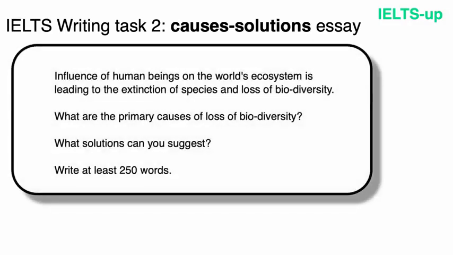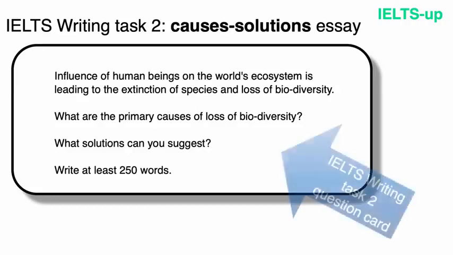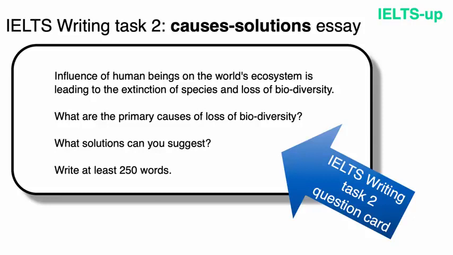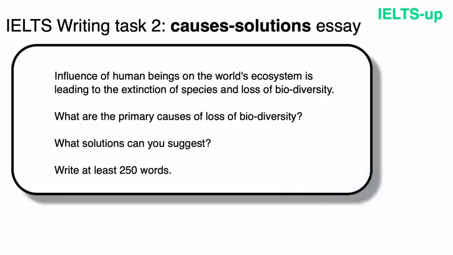Here is an example of IELTS Writing Task 2 question that you can get on the real exam. Let's read the question card. Influence of human beings on the world's ecosystem is leading to the extinction of species and loss of biodiversity. What are the primary causes of loss of biodiversity? What solutions can you suggest? Write at least 250 words.